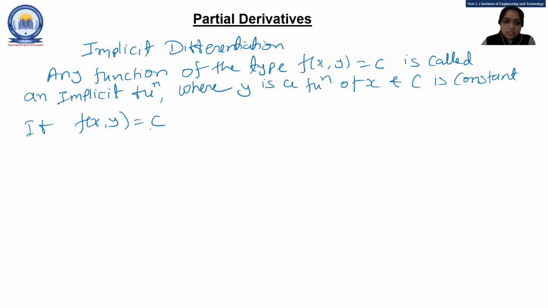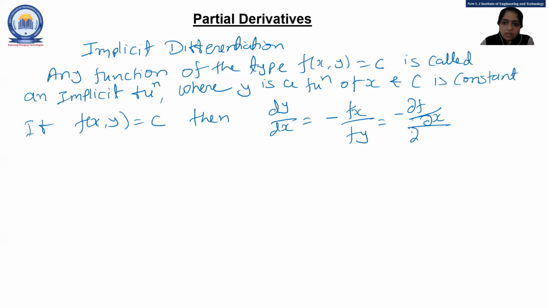Okay, so in this case we can say that if f of x, y is equal to c, where y is a function of x and c is constant, then there is one formula, that is dy by dx is equal to minus f x upon f y, or we can say minus del f by del x upon del f by del y. So if we have given an implicit function and we want to find the dy by dx, then this is the formula. It is from the total derivative. As our given function f depends on two variables, that is x and y, x depends on itself, that is x, and y also depends on x. So at that time, if we apply the total derivative, then we get this formula.